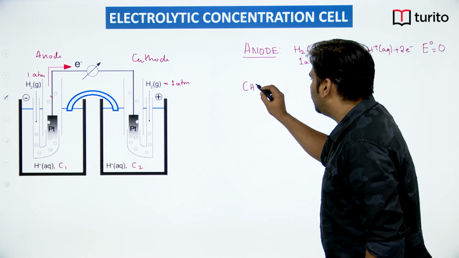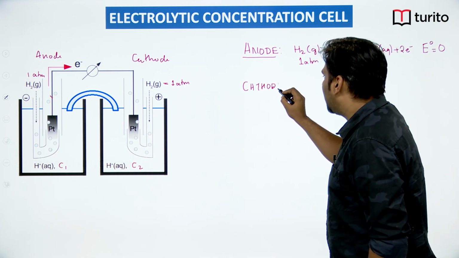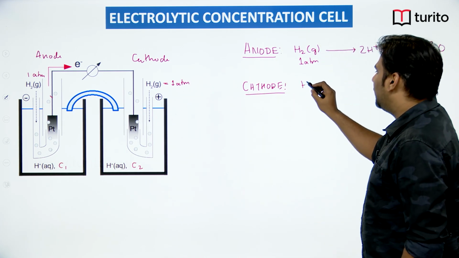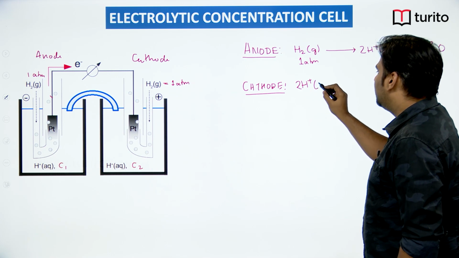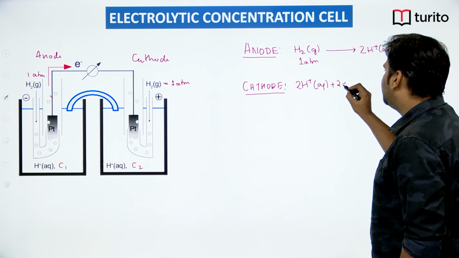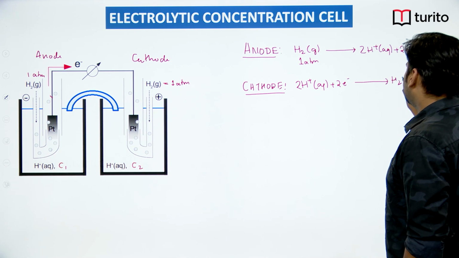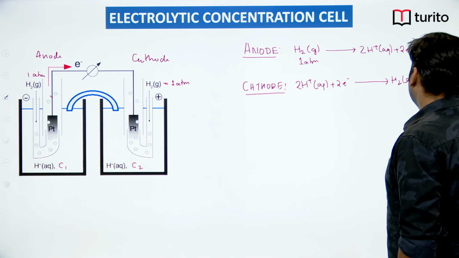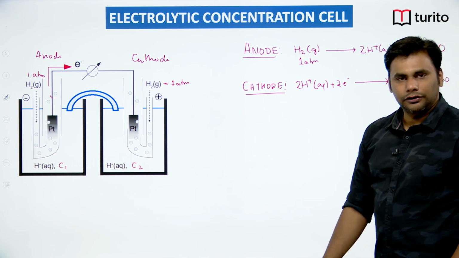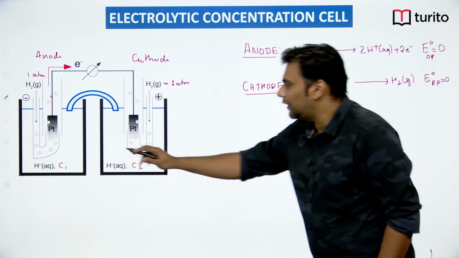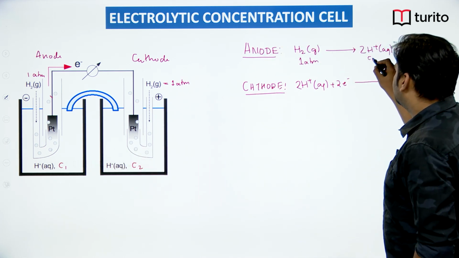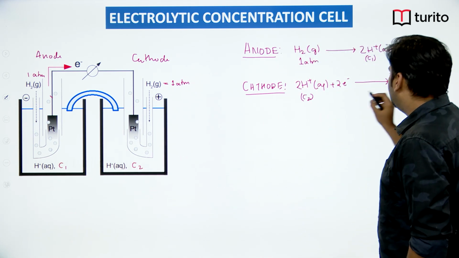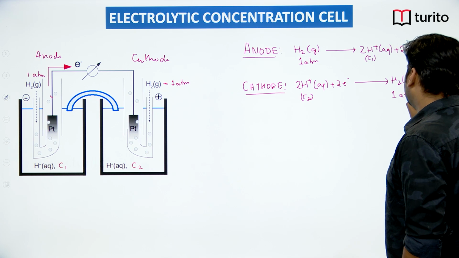If we look at the cathode, we know that in cathode there is always a reduction happening. So this hydrogen ion will take up 2 electrons and will change into H2 gas. Okay, so this EMF is also 0, so the reduction potential is 0 and the oxidation potential is also 0. Okay, so the concentration of H plus in the anode was C1, so this concentration is C1. H plus in the cathode has a concentration of C2 and the partial pressure of hydrogen is still 1 atm.